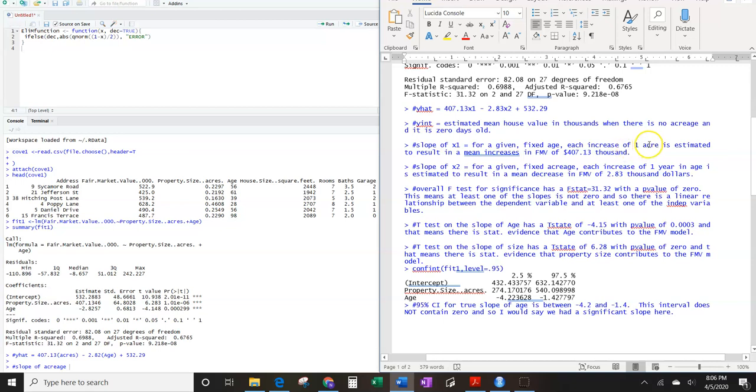So when we increase the acreage, the estimated result in the mean house value increases to about $407,000. All right. So again, fix the age, each increase of 1 acre, we get an estimated result increase in house value of $407,000. Think about that.